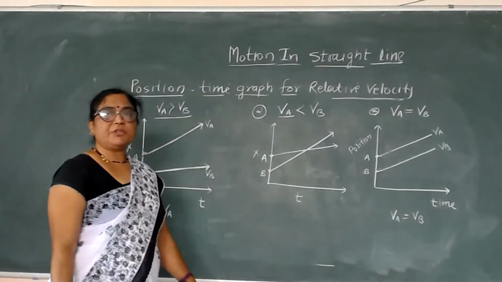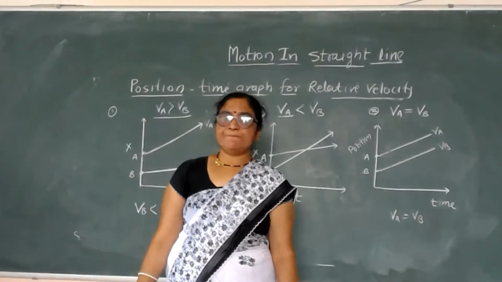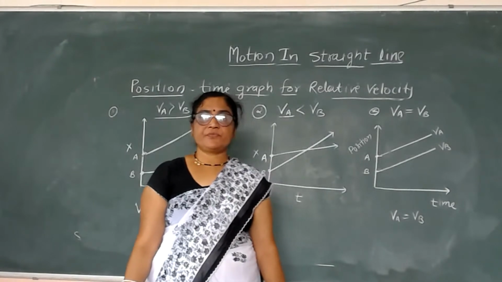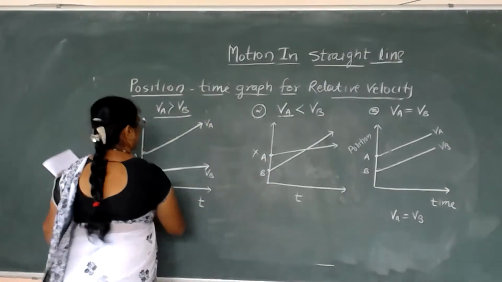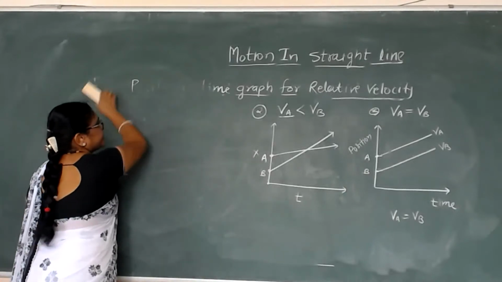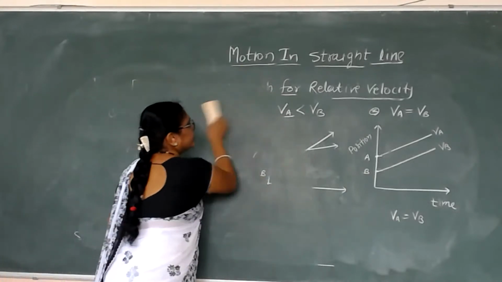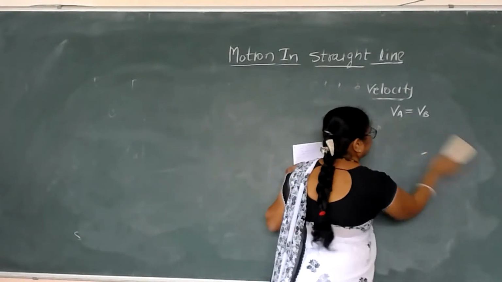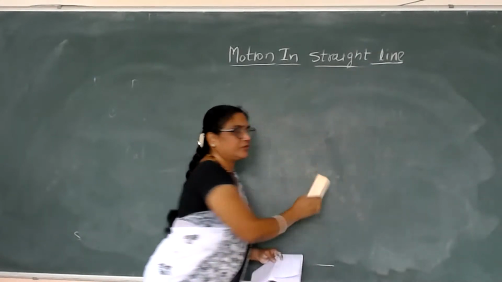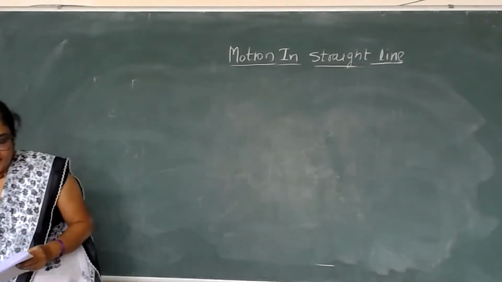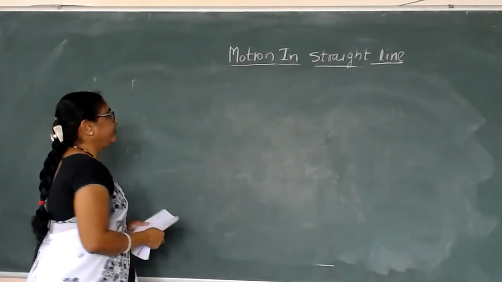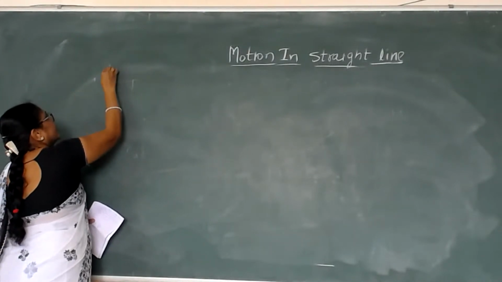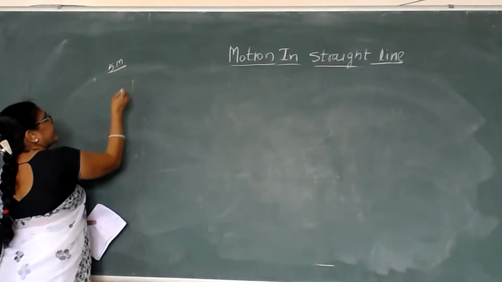The next part of the chapter is numericals, and each numerical carries 5 marks. So see the first numerical, along a straight line. Each numerical carries 5 marks.